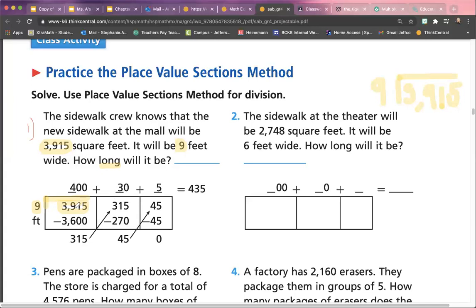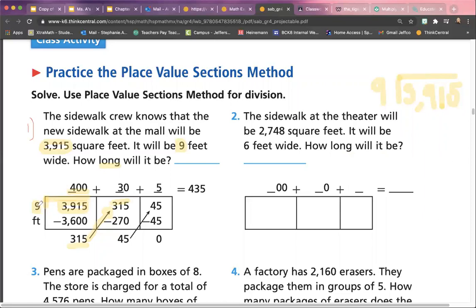Well, I know 9 times 4 is 36. And then I know that 9 times 5 is 45. So that's too much, right? We can't ever go over. You want to get as close as you can without going over. So I know that 9 times 400 gives me 3,600. You go ahead and subtract. Whatever's left over comes up to your tens place. So I just take this 315 and I put it in my tens place.